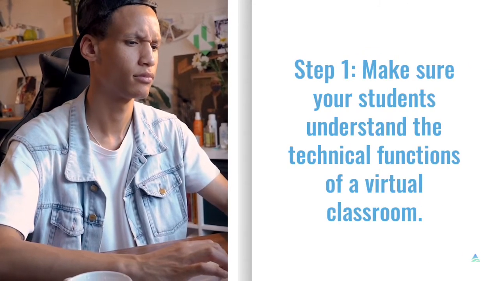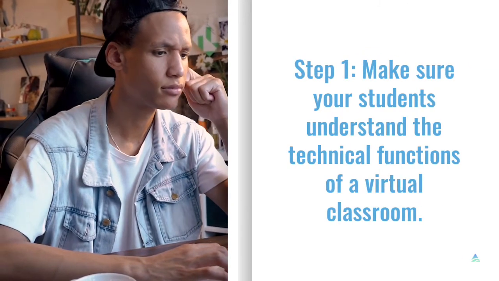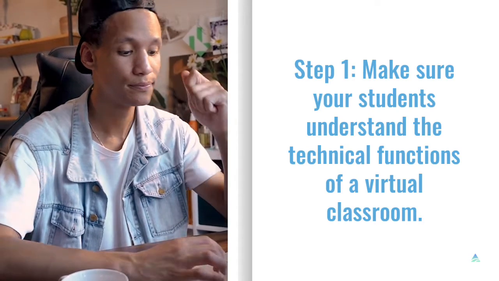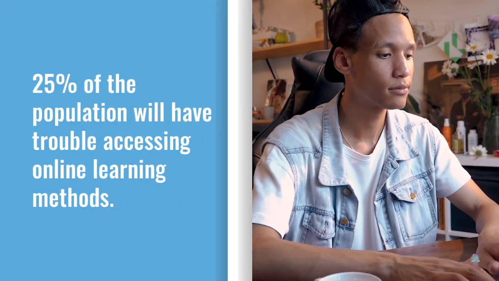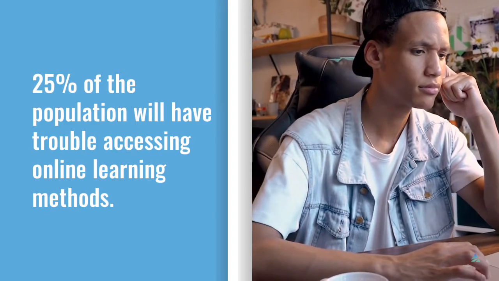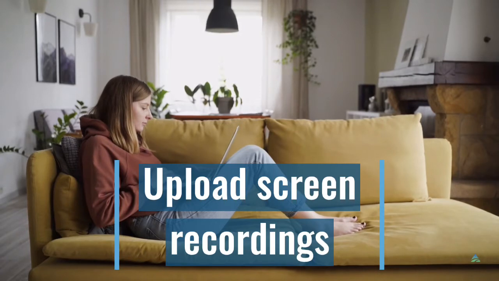Step 1 is making sure your students understand how to successfully use their technology for online learning. This might sound intuitive, but there's an alarming statistic that 25% of the population is actually computer illiterate. The simplest way to solve this problem is making sure you set aside time to talk to your students about these issues.